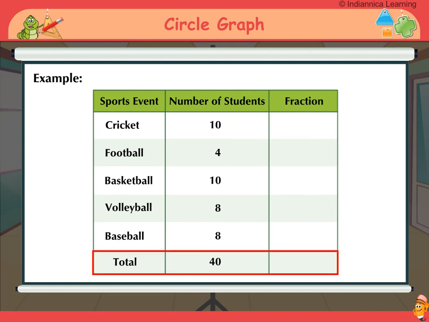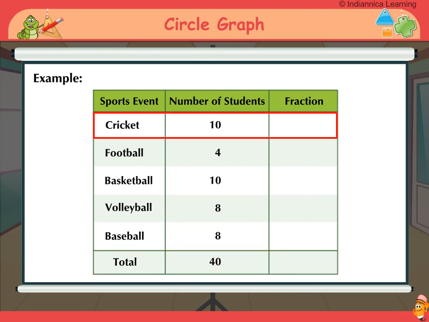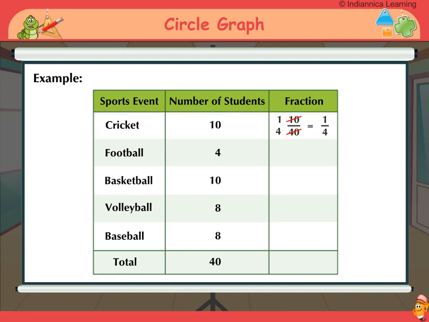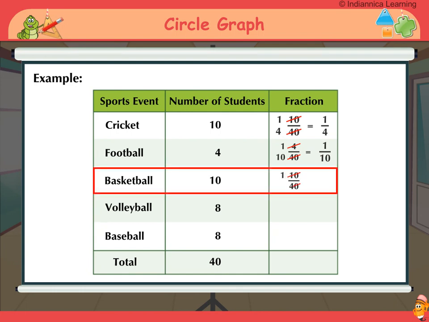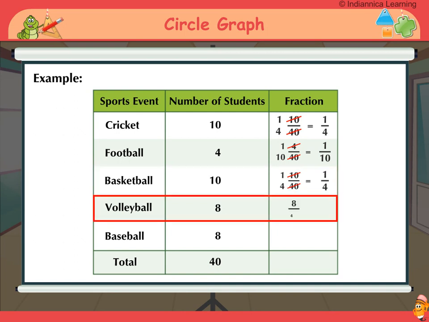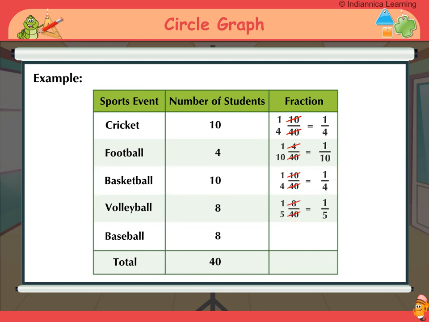The total number of students is 40. The fraction of students who participated in cricket is 10 upon 40. When we reduce the fraction to the lowest term, we get the fraction as 1 upon 4. The fraction of students who participated in football is 4 upon 40, which when reduced to the lowest term becomes 1 upon 10. Similarly, we get the fractions and the lowest terms of basketball, volleyball, and baseball.